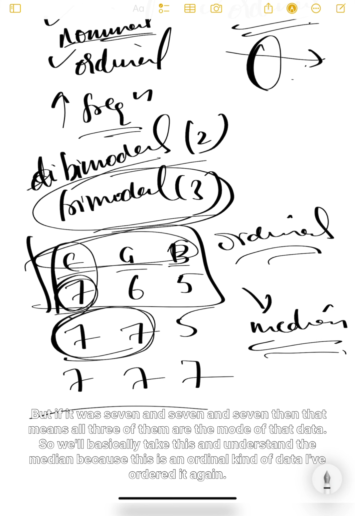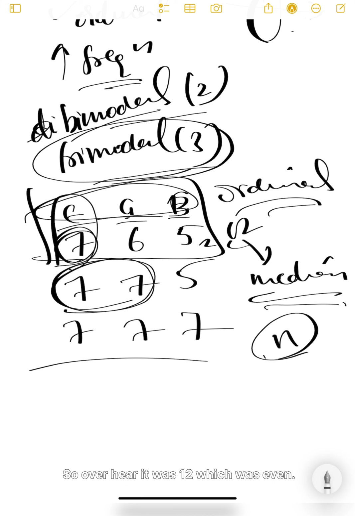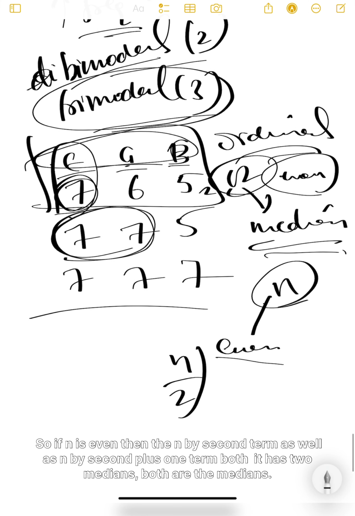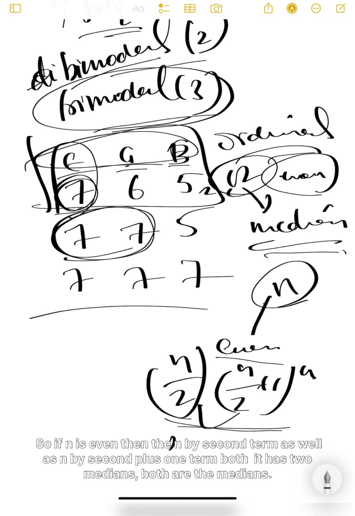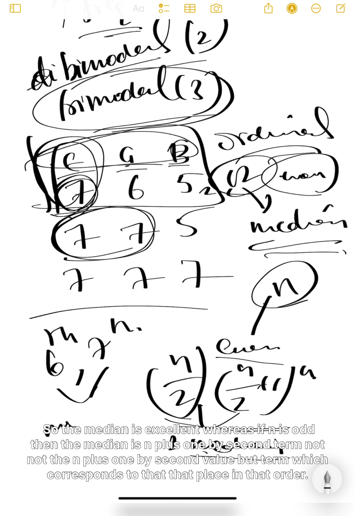I've ordered it again: excellent, good, and medium. If I have to find a median, I have to find the total number of observations. Over here it was 12, which is even. So if n is even, then the n by 2 term as well as the n by 2 plus 1 term are both medians. Over here n by 2 is the sixth term, and n by 2 plus 1 is the seventh term. Here 6 and 7 are both excellent, so the median is excellent.